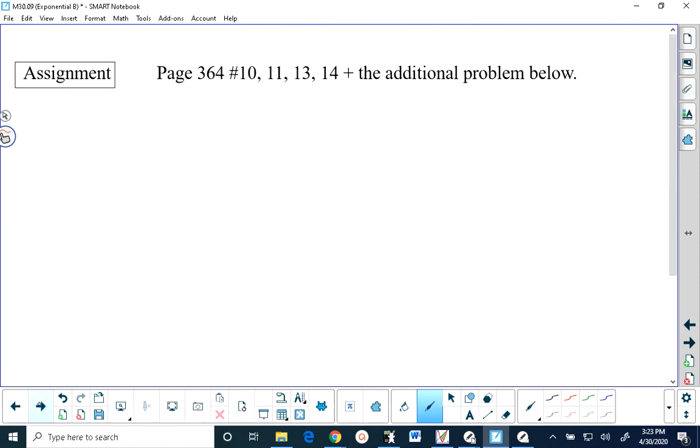On page 364, question number 10, 11, 13, and 14 deal with compound interest and money investments. And then there is one additional problem below that I would like you to do as well.